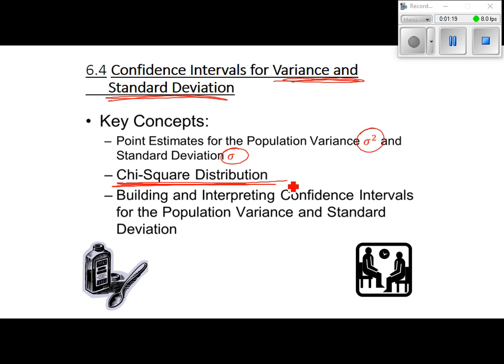So for this, same idea. We're going to use s squared to build our intervals, and for standard deviation, we're going to use s. So we're using s squared and s as our point estimates to estimate what we think would occur in the population for variance and standard deviation.